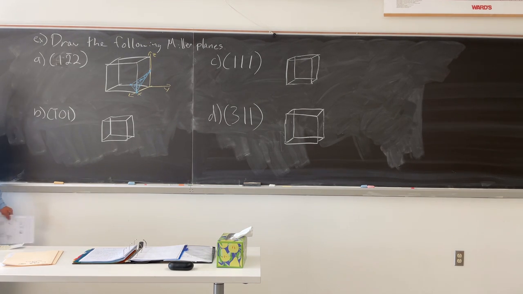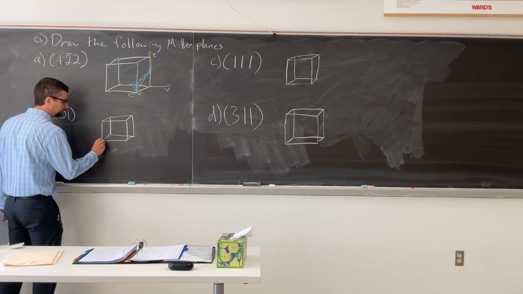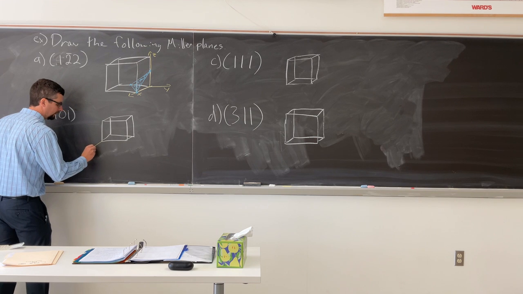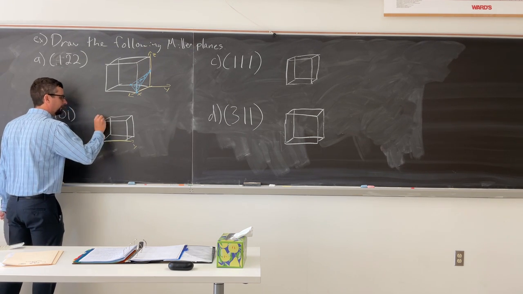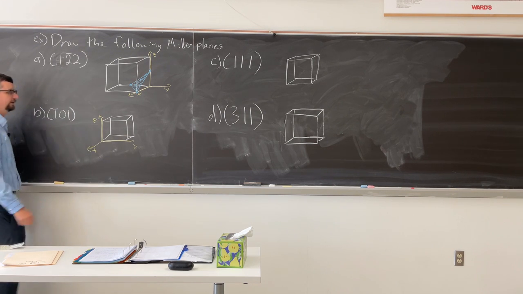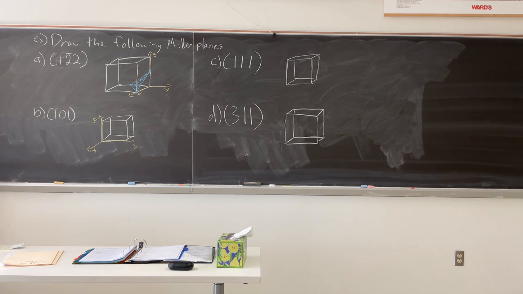Where would you put the origin? Front left, that's where I would go. X, Y, Z. This one's a little difficult because it has to not intercept which one? Y. Okay, so let's try to draw this one out.